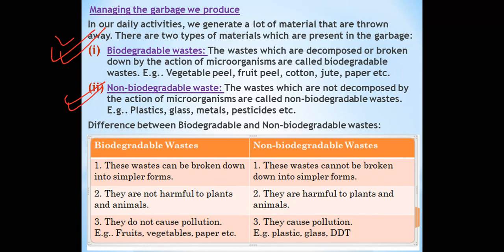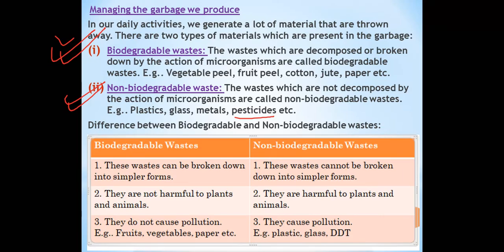Suppose you throw one glass piece in the garden. After 1 month or 2 months also, the same glass piece will be there. It will not mix up with the soil. Right? In the same way, pesticides will also not mix up with the soil. It will cause pollution in the environment. So they are the examples of non-biodegradable waste.